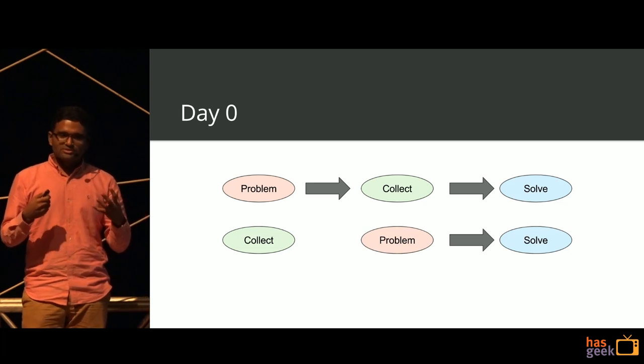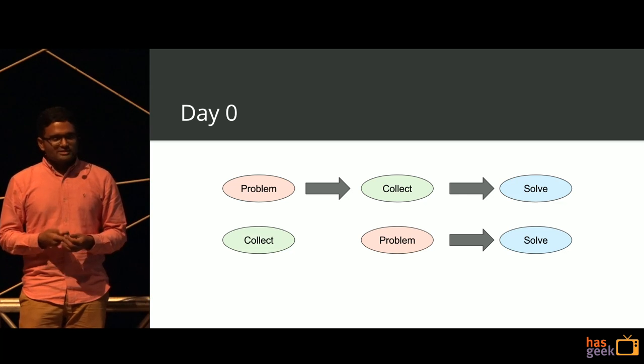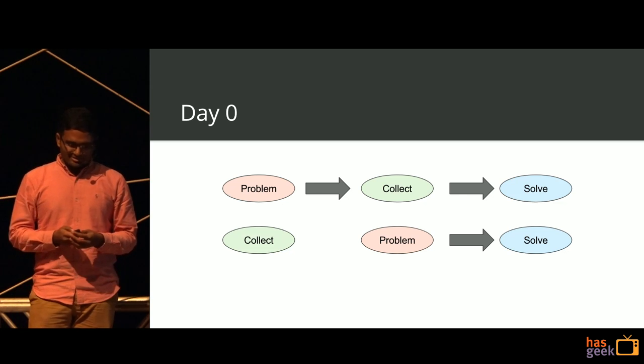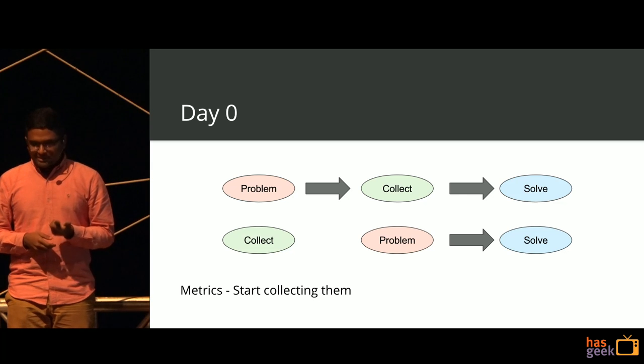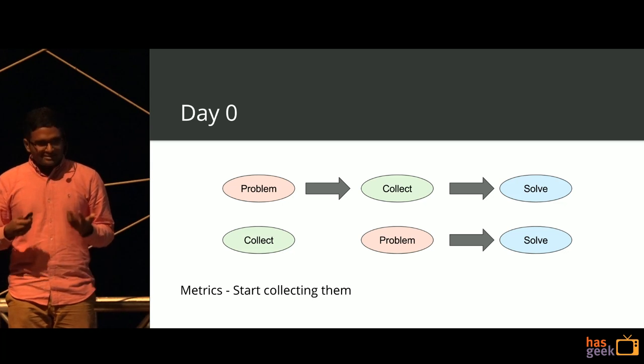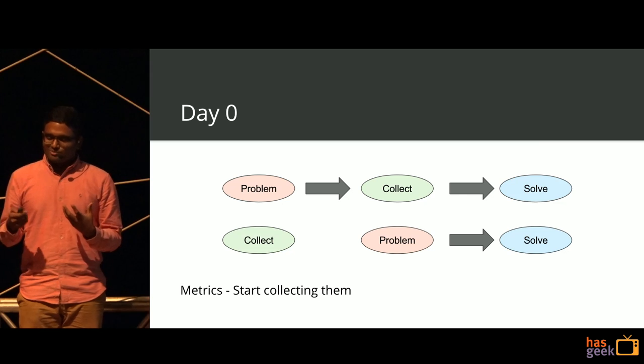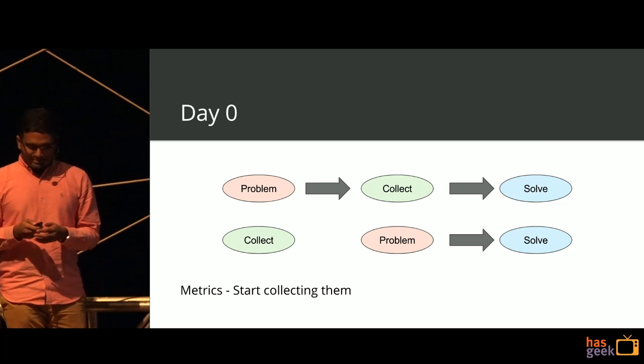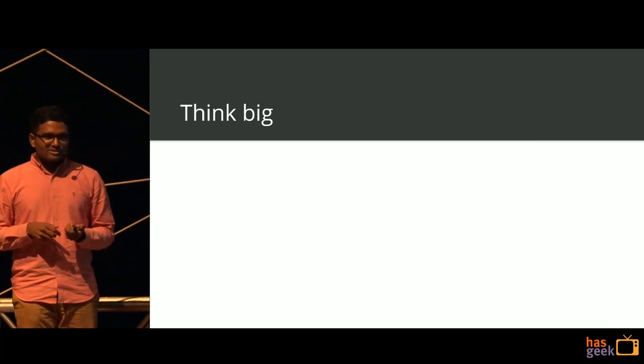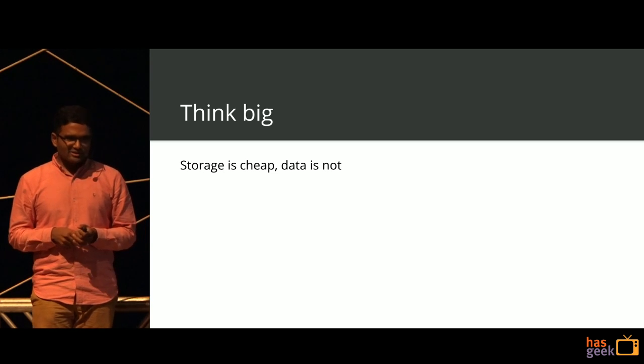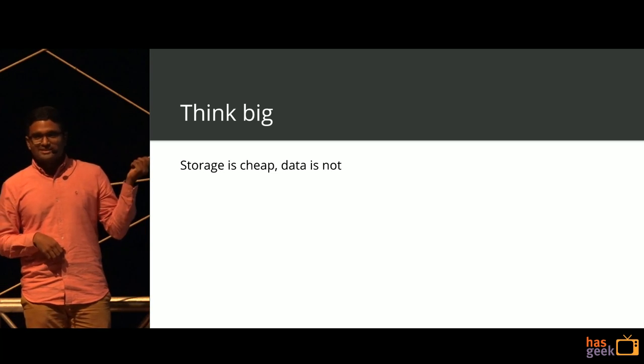When you have a problem to solve, you can short-circuit it. You can go from problem to solution. So identify your metrics and start collecting them, because I think by far that's the most effective way to become a rapid prototyping system. So think big. This also ties in because storage is cheap, data is not.